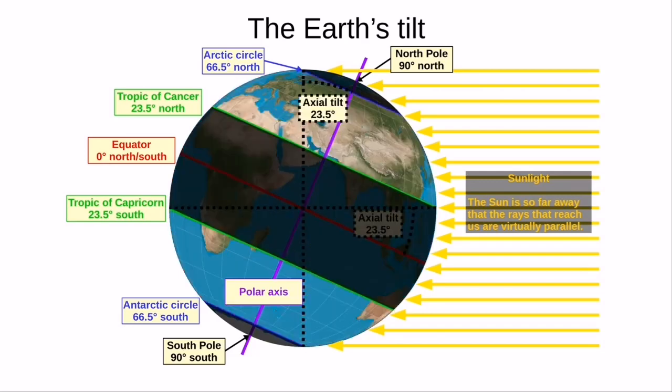Now I've highlighted the temperate zones between the tropics and the Arctic and Antarctic circles. Look at the northern temperate zone. As the Earth rotates, any location here will spend more time in the sunlit half to the right than in the unlit half to the left. This is summer in the northern hemisphere. The daytime is longer than the nighttime.